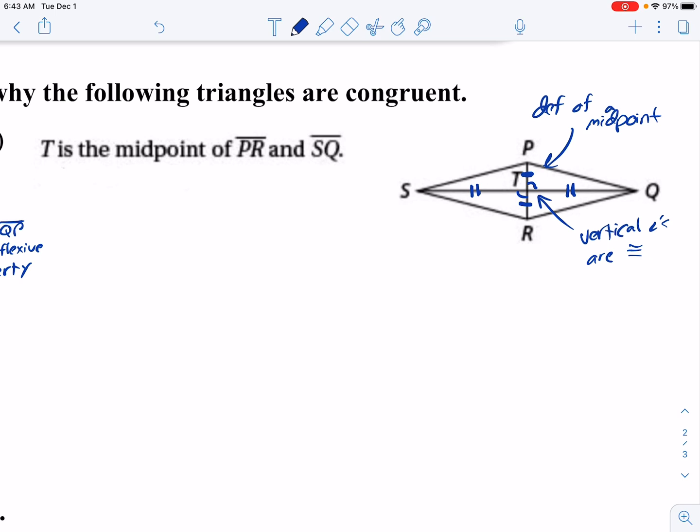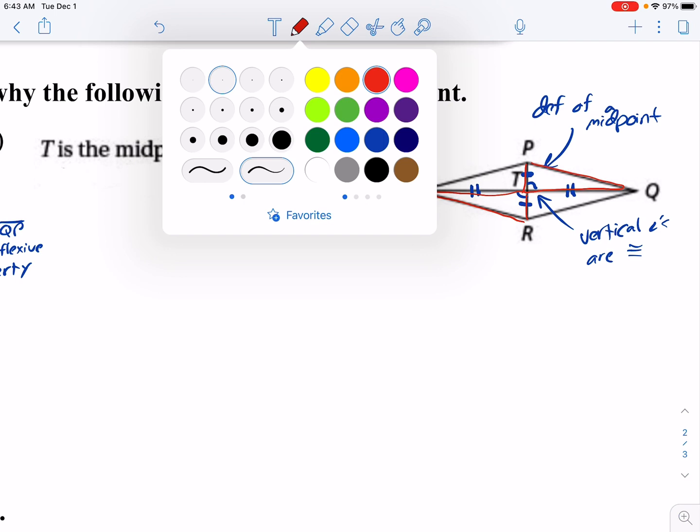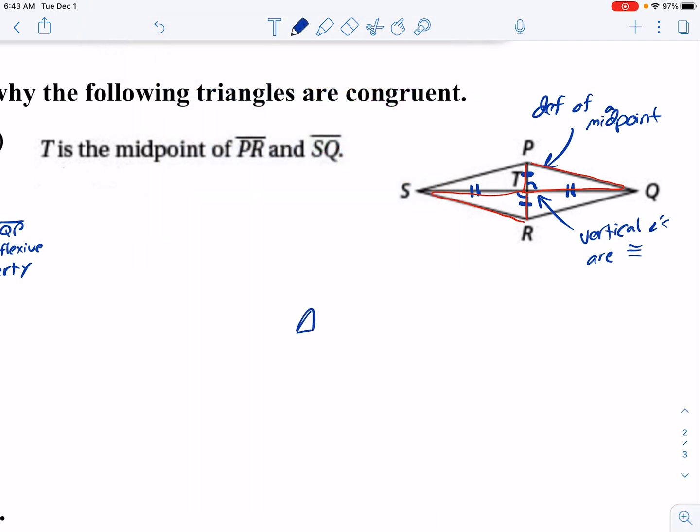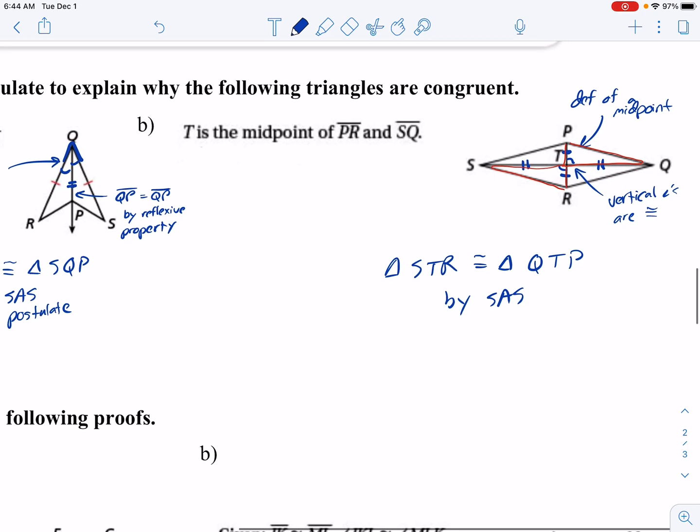So now there are a lot of different triangles you can use here. I'm just going to use the one that's here on the bottom and the one that's here on the top. So I'm going to state that triangle STR is congruent to triangle QTP by side, angle, side. You could have also used the other two triangles, this one and this one, but for now, those are the two triangles we're going to prove are congruent.